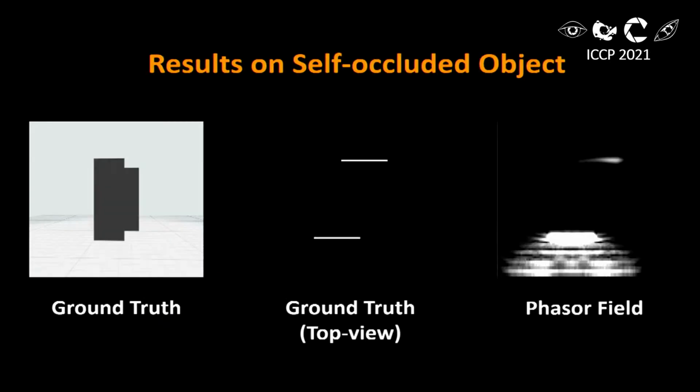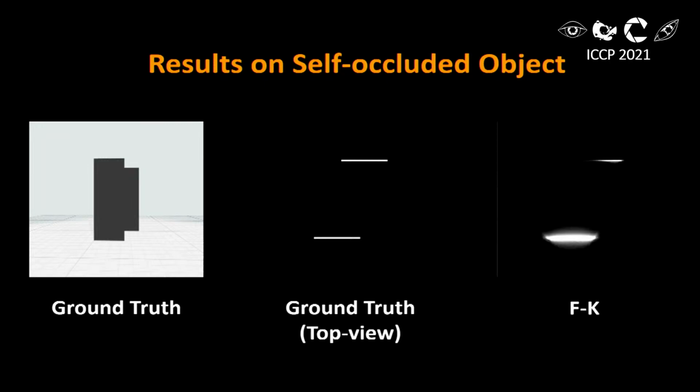To further test the robustness of our transient fields on occlusions, we experiment on a semi-occluded scene from the unknown dataset. Phasor field is most sensitive to occlusions. We could say that our method produces sharper edges of both front and back planes.